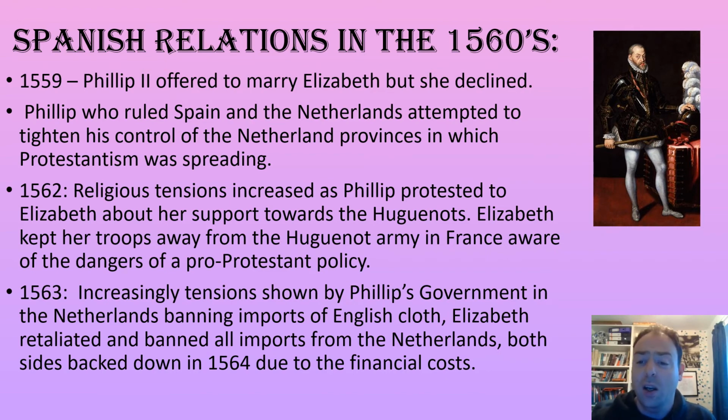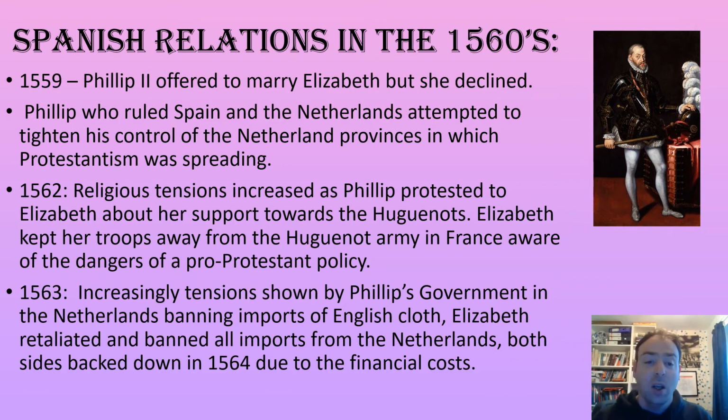Spain is going to be obviously the big one, the most important in terms of foreign relations. We've seen already the attempt of Philip to marry Elizabeth in 1559. Philip rules both Spain and the Netherlands, and this land is really, really important. The Netherlands is the most important trading partner for the English, particularly for England's main export, which is wool and cloth.